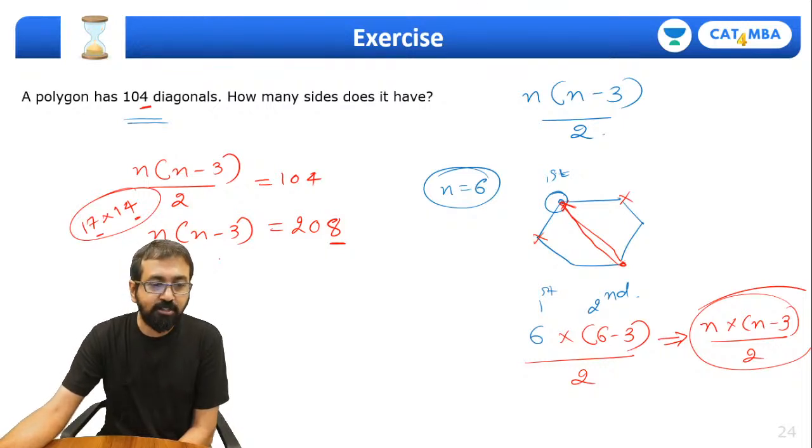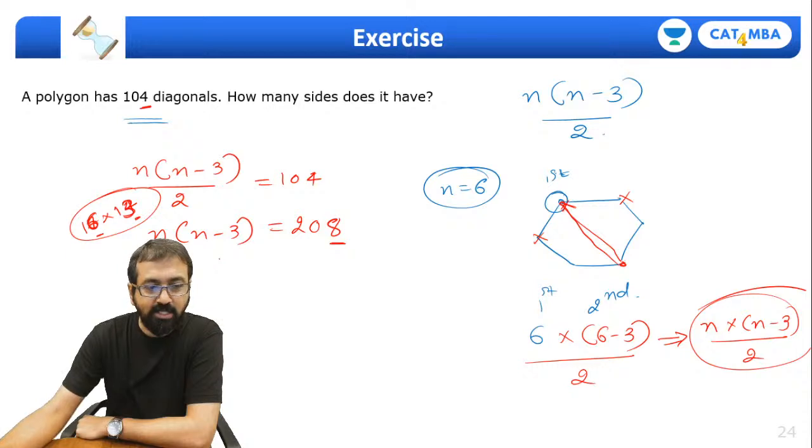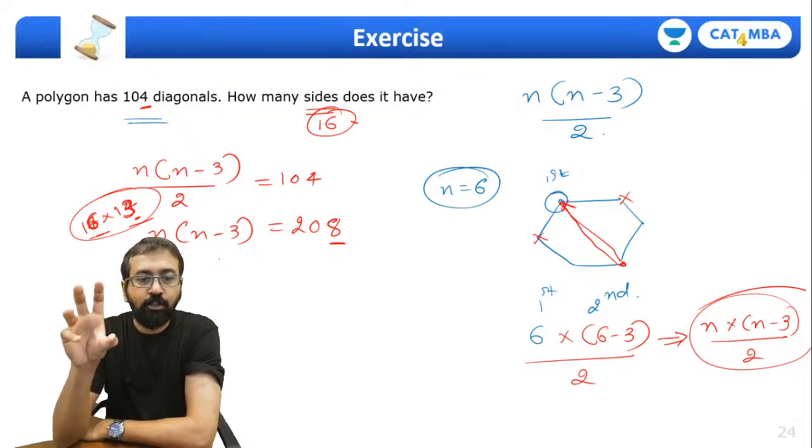So we'll have to try for some other number. So what number should I take? If I make 6 over here and 3 over here, now it's correct. So 16 into 13. So the number of sides is 16. That's your answer. You can try for different values, but you will surely get it.